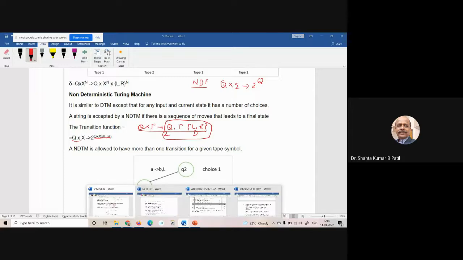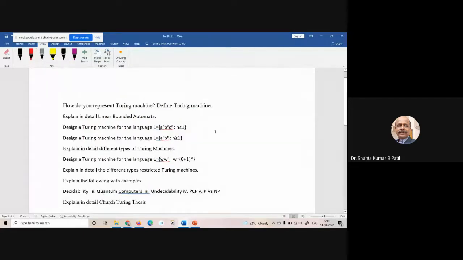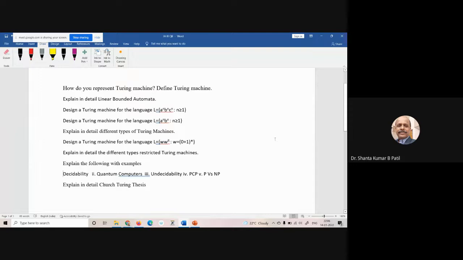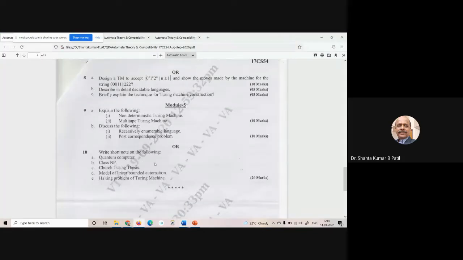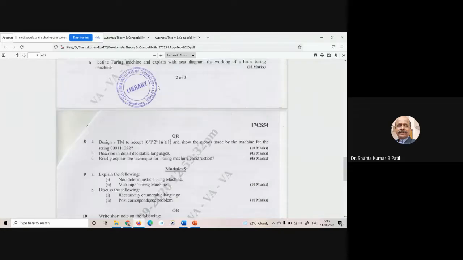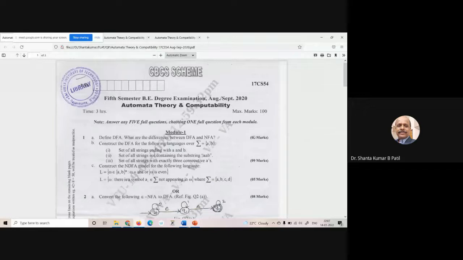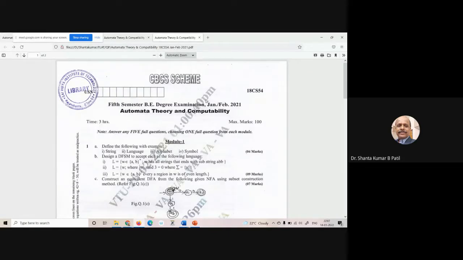I'll show you the question bank for the third internal also. There you can find the non-deterministic Turing machine. This is the question bank for the third internal. WWR is there. I had already discussed AN, BN, CN, where A is replaced by X, B is replaced by Y, C is replaced by Z. Non-deterministic Turing machine is also there. So in the exam, in the question paper also, you can find the non-deterministic Turing machine. The question is asked many times. I'll show the question paper. Many times a question has been asked on the non-deterministic Turing machine.